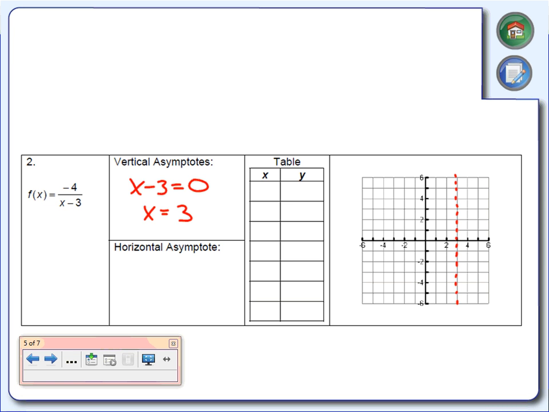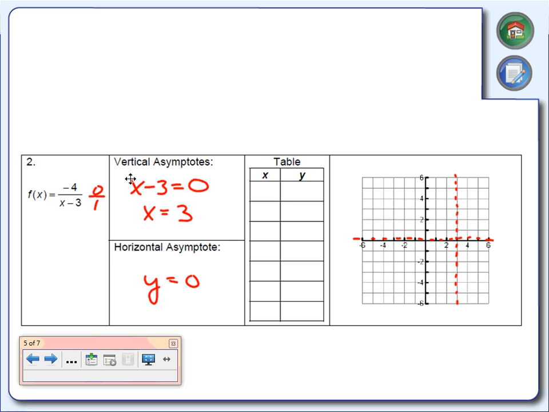Now I've got to find the horizontal asymptote. So to find the horizontal asymptote, I've got to compare the degrees. So the question is, what's the degree of the numerator? 0. And what's the degree of the denominator? 1. Notice how the larger degree is at the bottom. So what are we going to have for our horizontal asymptote? 0. Y equals 0. So you're going to come over here and draw your horizontal asymptote through 0. So these are the two lines that we're going to get close to, but we're not going to touch them.